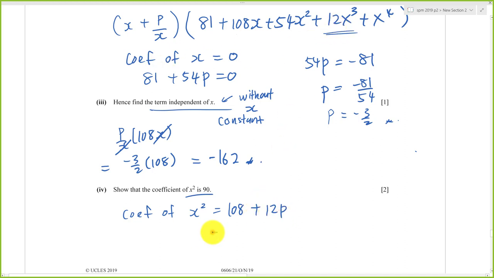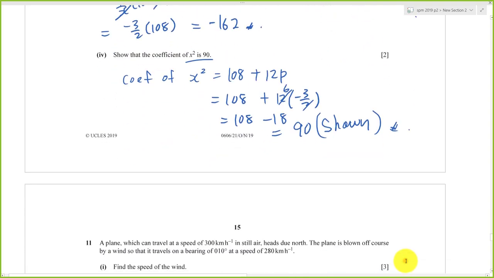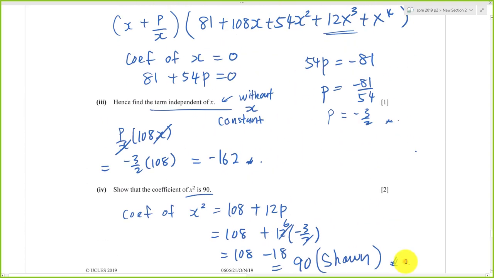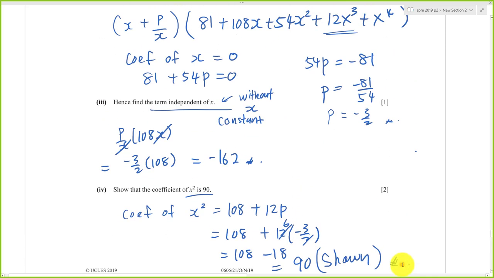And I have my p, right? Negative 3 over 2. So it's 108 plus 12 times negative 3 over 2, that is 108 minus 18. Then I get 90. They asked me to show, right? I will just write shown here. Do you get it? That's right.